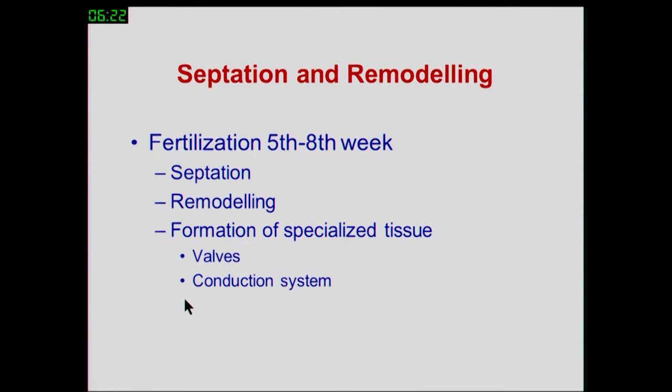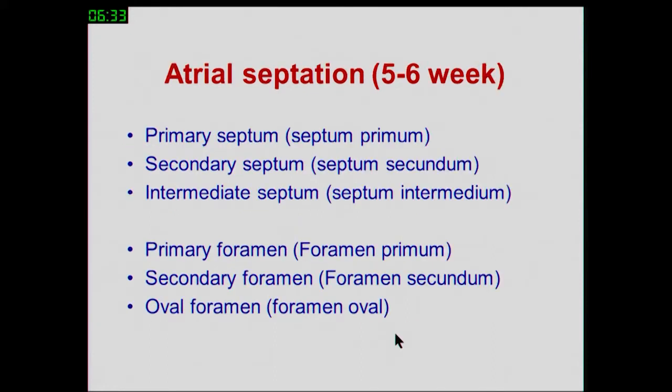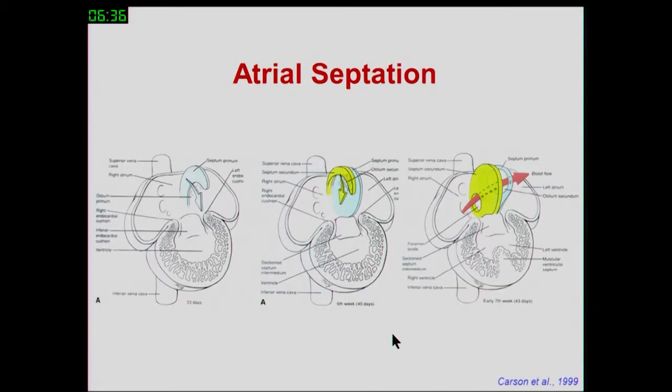In the next 4 weeks, several developmental processes occur, such as septation, remodeling, and formation of specialized tissue, including valve and conduction system. First is the atrial septation. Here is the primary septum, septum primum, colored in light blue, which grows from the roof of the atrium to close the foramen primum.